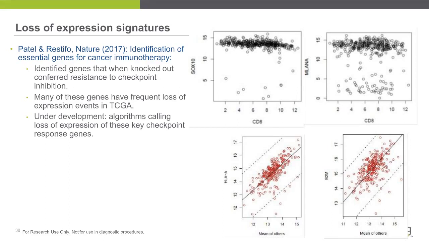B2M is probably the most famous gene that's required for response to checkpoint inhibition. And basically, B2M has a really wide expression range, so it's hard to say if a particular sample has unusually low B2M expression. But if we plot B2M against other antigen-presenting genes, we can actually resolve some of that, or we can condense some of that variability.